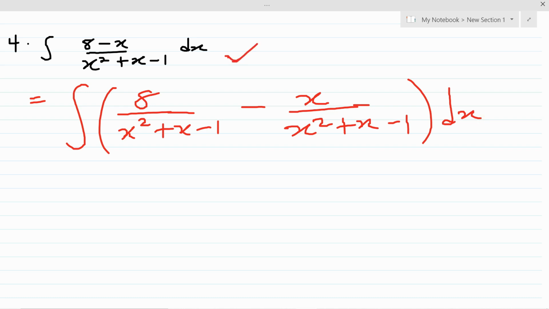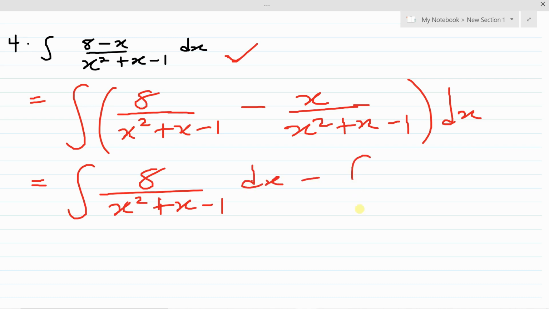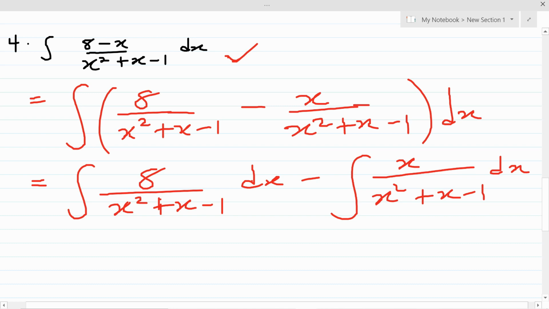If you are subtracting two fractions of the same denominator, we said you take one denominator and subtract the numerators. Now this will give us the integral of 8 over x squared plus x minus 1 dx, minus the integral of x over x squared plus x minus 1 dx. Now, how do I integrate this?